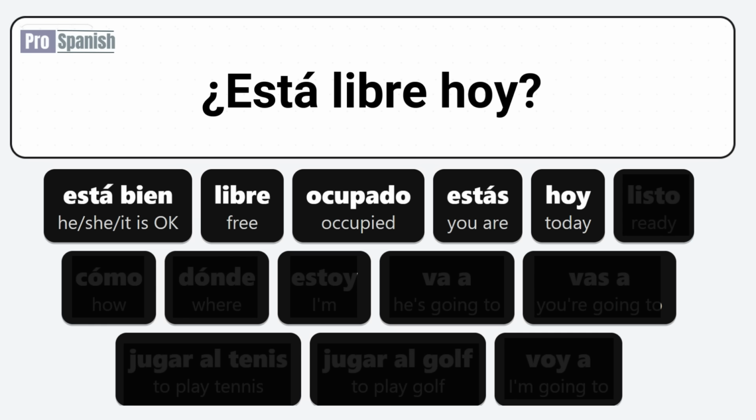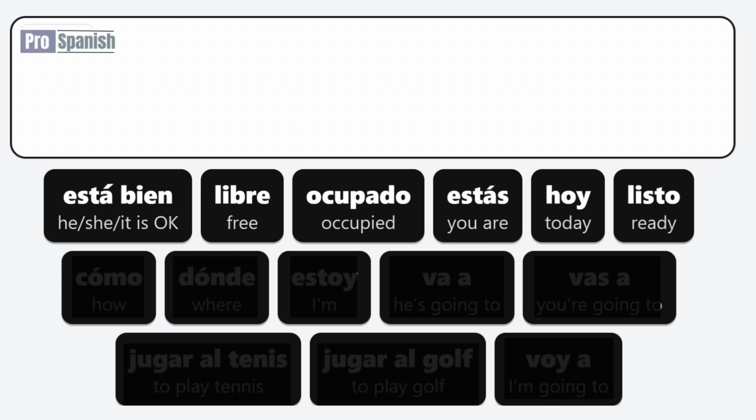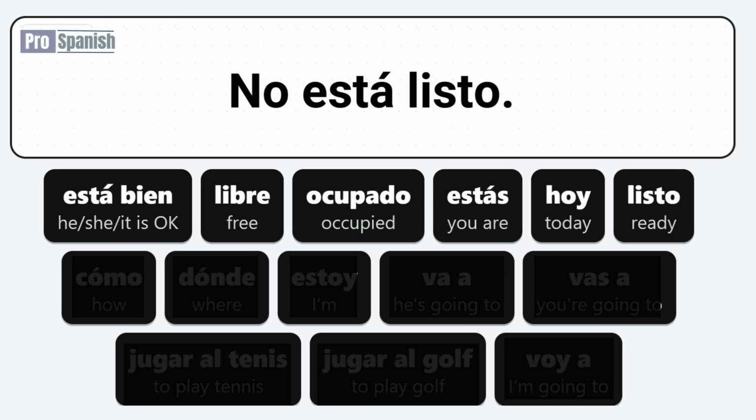Let's add in another one. So ready is listo. So you could ask somebody with a very short question, listo, ready. How would you say that to a girl? Yeah, lista. And how would you say it's not ready? So it might be referring to a meal or whatever. No está listo.